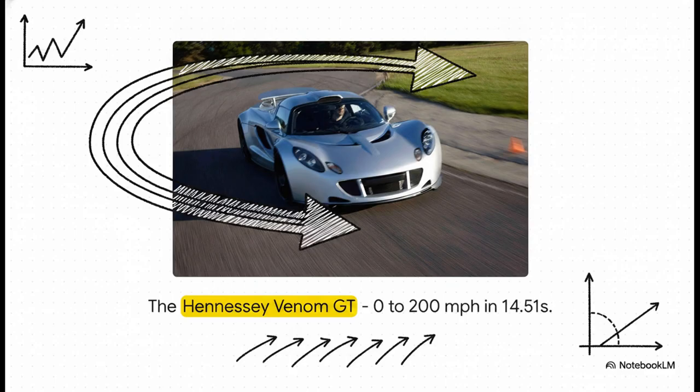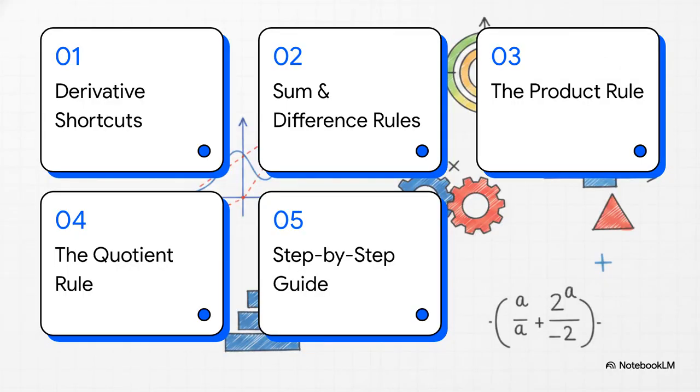So calculus isn't just a bunch of numbers on a page. It's literally the language of motion. It's absolutely crucial for engineering, physics, and even business analysis. Here's our game plan for today. First, the differentiation shortcut, then the sum and difference rules, followed by mastering the product rule, conquering the quotient rule, and finally, a step-by-step derivative guide.